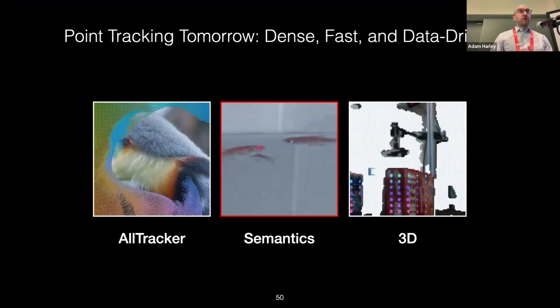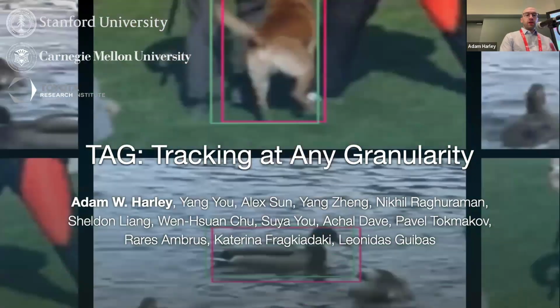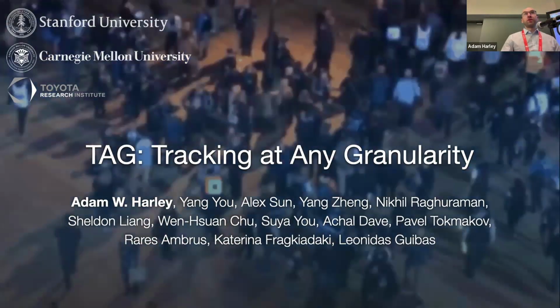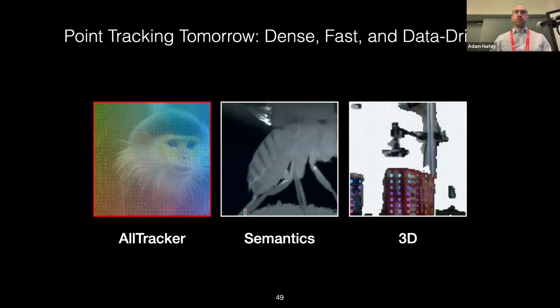So let's talk about where semantics fit in here. If you saw me give talks last year, you might have seen me mention this TAG project, tracking at any granularity. Oh, is there a question? Okay, the question is, how does all tracker solve the occlusion problem?